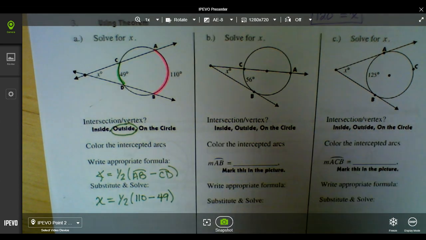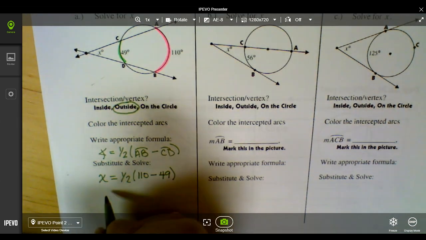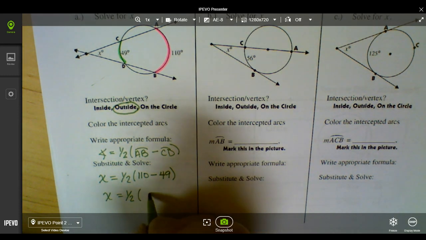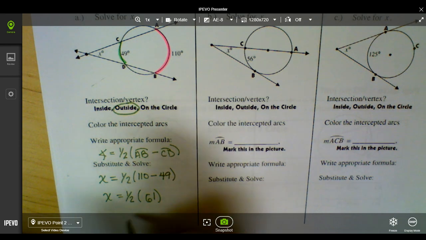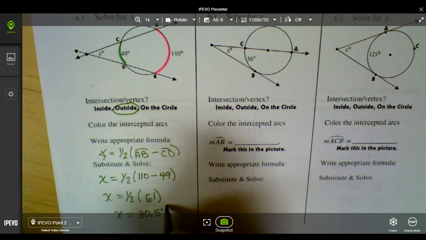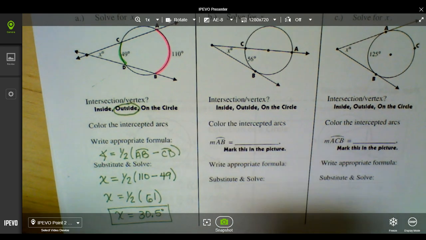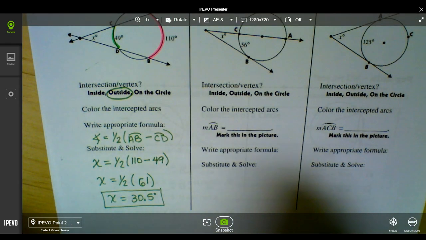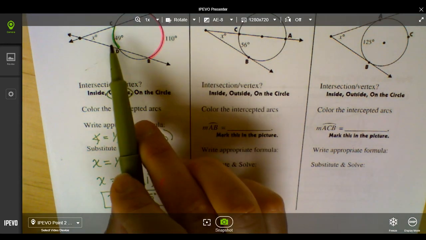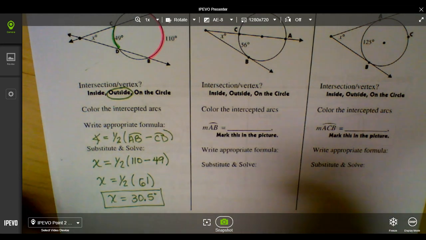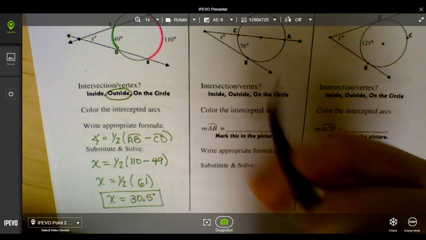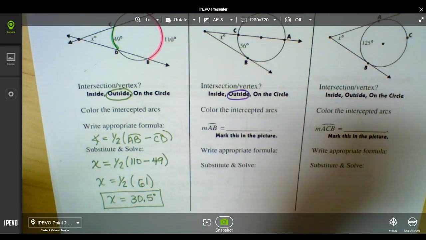And then over here, I'm just going to subtract these. So x is going to equal 1/2 times 61, which makes x equal 30.5 degrees. All right, so that's how you solve that one. Bigger arc minus smaller arc, cut it in half, gets you the angle. All right, the next one is also getting intersected outside.